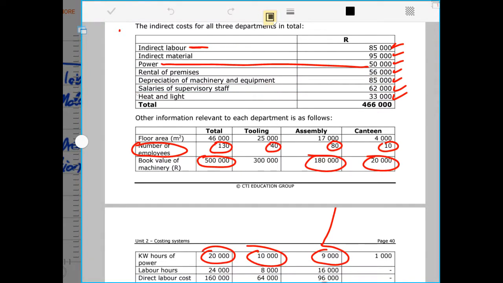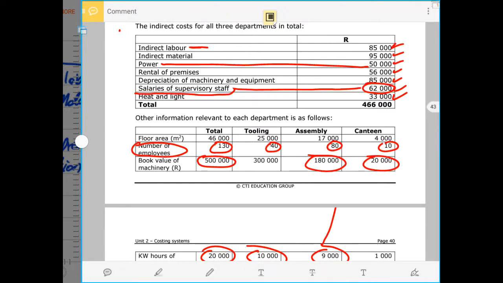The next overhead is the salaries of the supervisors, which is 62,000 rands. Obviously the supervisor gets paid according to the number of employees that he supervises. If the supervisor has many employees to supervise, then obviously his salary will also go up. But if you are supervising one person, then your salary will not be too much. That is why the salary of the supervisor will be allocated using the base of the number of employees in each and every department.